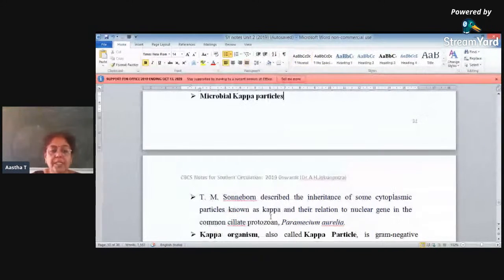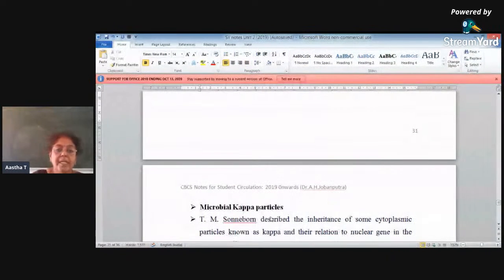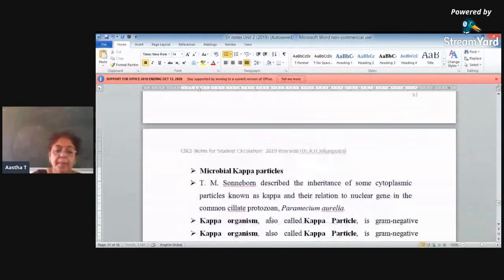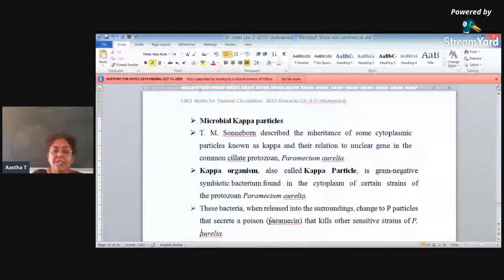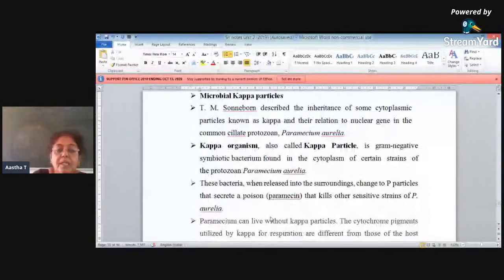The second example of bacterial interaction is microbial kappa particles. They were first discovered by T. M. Sonneborn, and he found these kappa particles in Paramecium aurelia. It is a sort of cytoplasmic particle, and Sonneborn named it kappa particles, and normally it is connected with the genetic system.